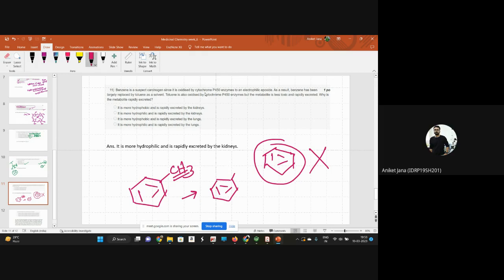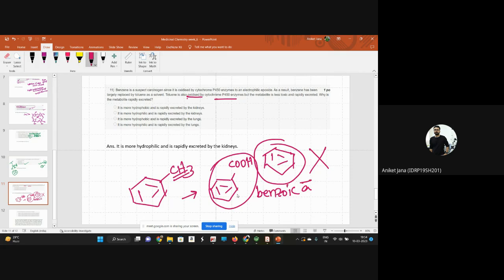Anybody? Hydrophilic. Toluene is oxidized. I have already mentioned in some previous question that the alkyl side chain is here, and the question says it is oxidized by cytochrome P450. And when an alkyl side chain is oxidized, to what kind of group? Acid. Yes, very good. And what do we call this structure? Benzoic acid.